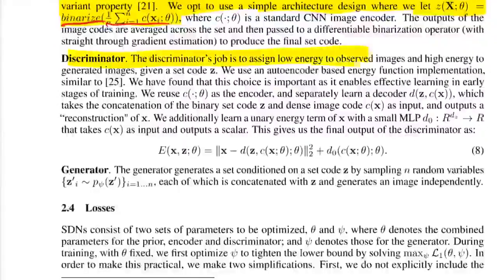The discriminator's job is to assign low energy to observed images and high energy to generated images. Given a set code Z, we use an autoencoder-based energy function implementation similar to [25]. And here they say, we have found that this choice is important as it enables effective learning in early stages of training.